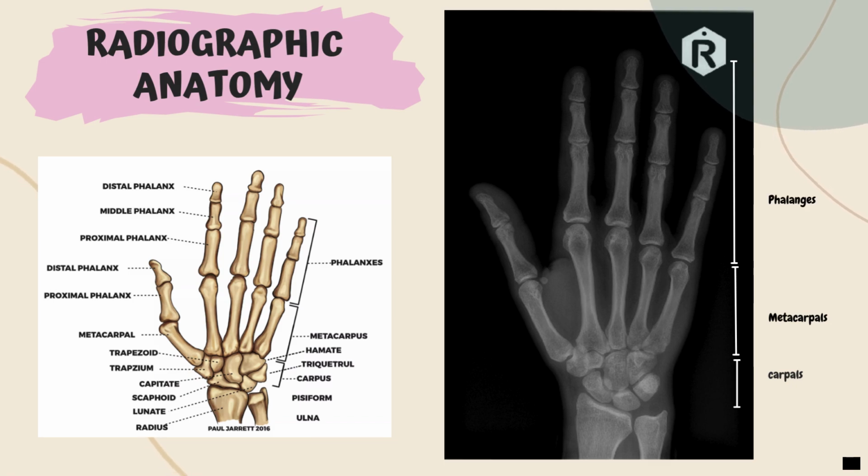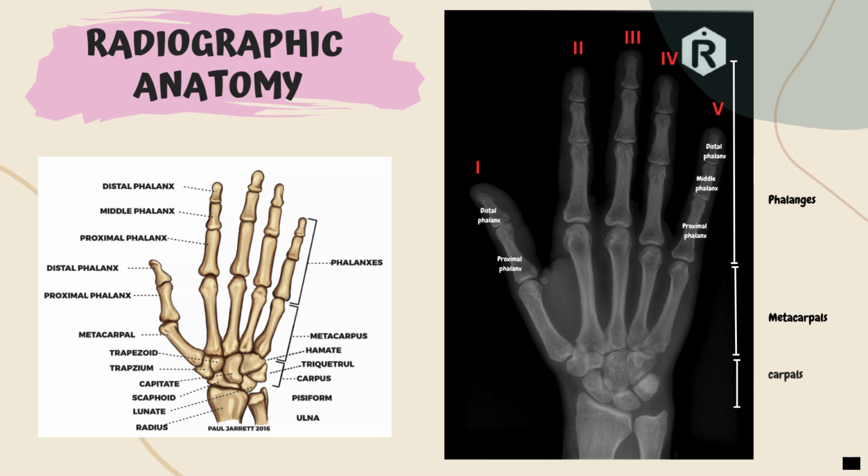The phalanges are organized by digit starting from the thumb as the first digit, followed by second, third, fourth, and fifth, corresponding to the index through the little finger. Each digit, except the thumb, has three phalanges, which are proximal phalanx, middle phalanx, and the distal phalanx, while the thumb has only proximal and distal phalanx.